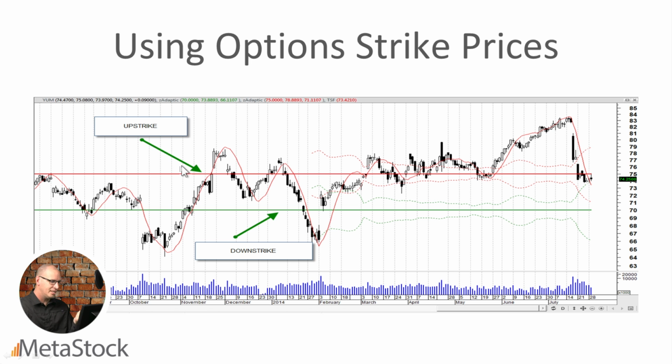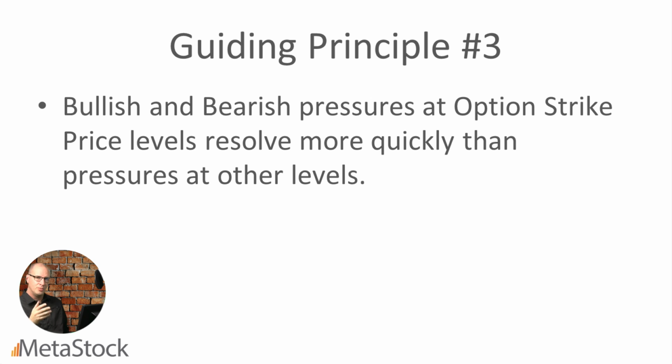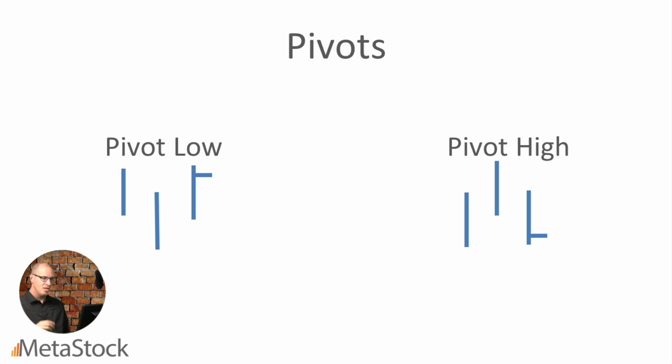What this does is it calls the upper level the up strike and the bottom level the down strike. Because stock prices are so heavily influenced by the strike prices, because so many people trade options on stocks, they become a very important level for trading that stock. That's why PowerStrike is so awesome in helping you identify those levels around support and resistance and those strike levels. Then finally, when we're looking at PowerStrike and options trading, we'll find relief around those strike levels faster by using those pressure levels of support and resistance.